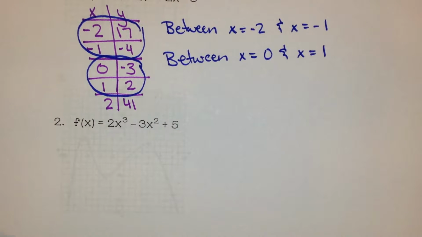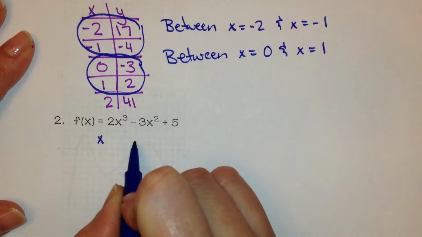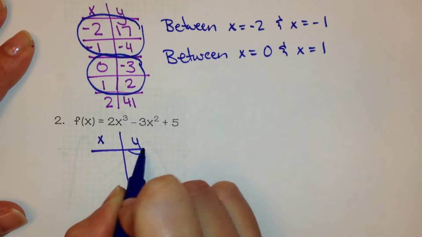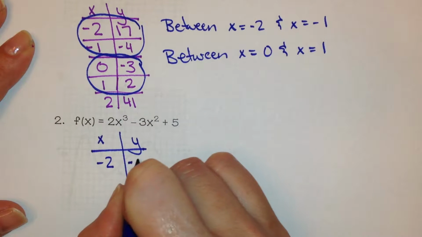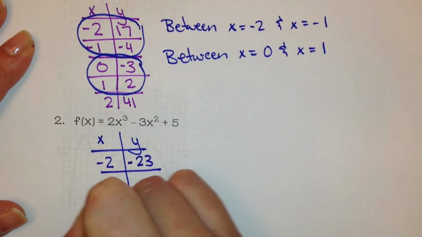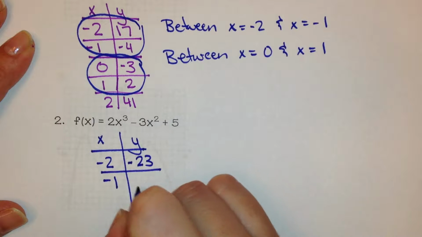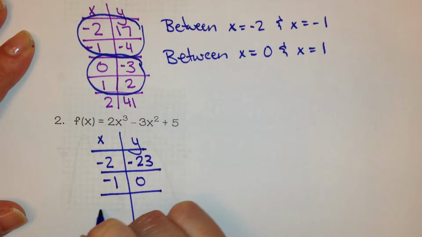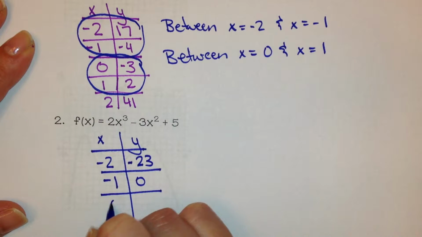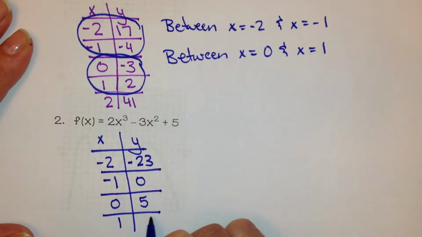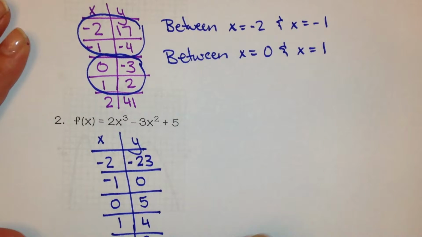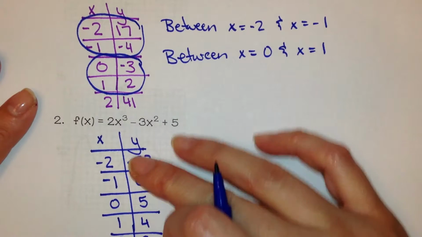All right, and our last one. All right, plugged in x to get out y. I started where x was -2 and y is -23. When x is -1, y is 0. When x is 0, y is 5. When x is 1, y is 4. When x is 2, y is 9. And then it just keeps going positive, and this way it keeps going negative.